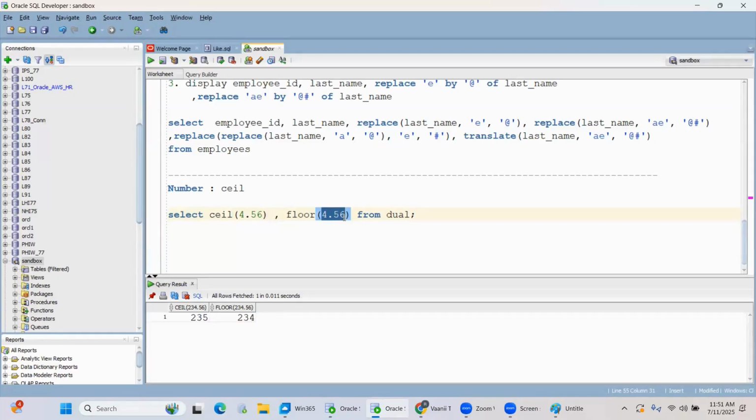Is it clear to all of you, or is there some confusion? Anyone? No confusion? Okay. So let's move forward.